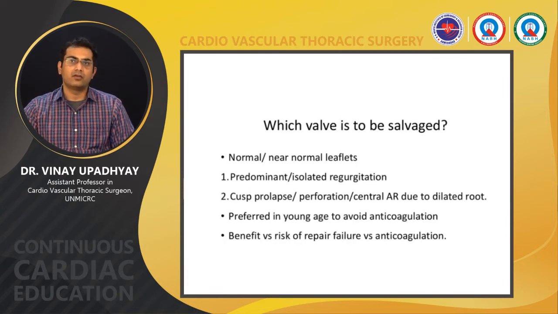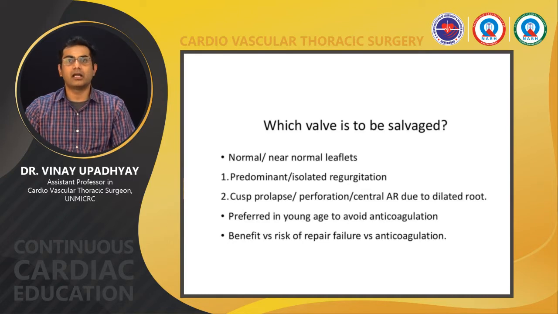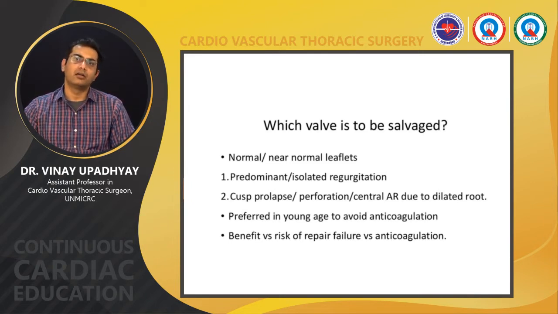Which valve is to be salvaged? First, the leaflet: normal or near normal leaflet, predominantly isolated regurgitation, cusp prolapse, perforation, central AR due to dilated aortic root. Valve sparing is preferred in young age to avoid anticoagulation, plus the benefit versus risk ratio of repair failure versus anticoagulation.